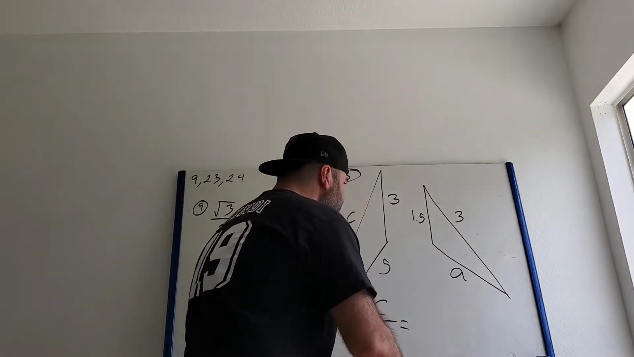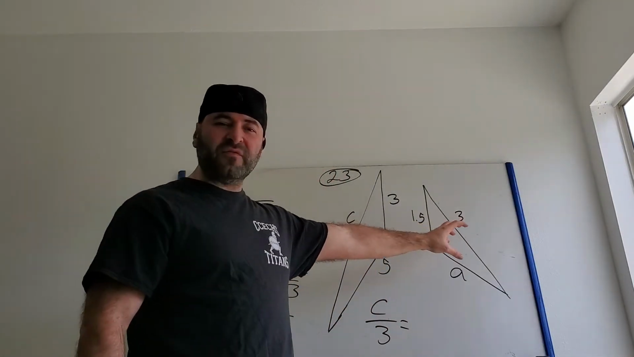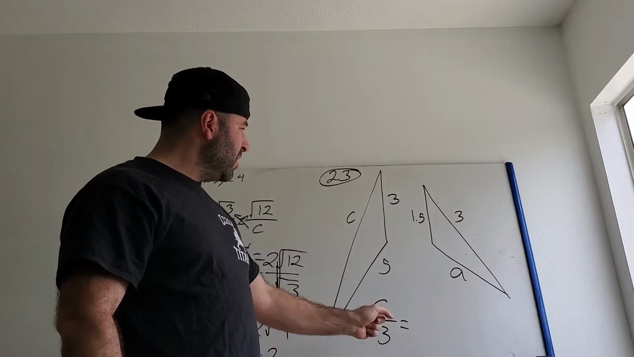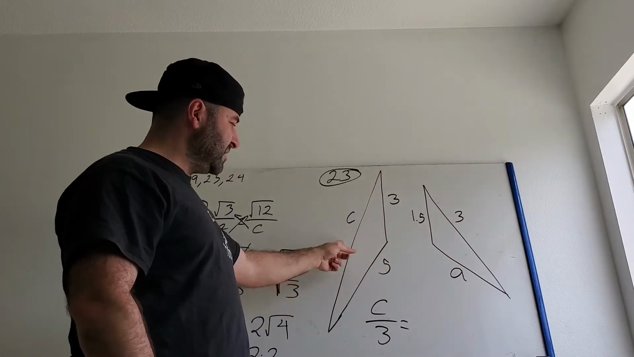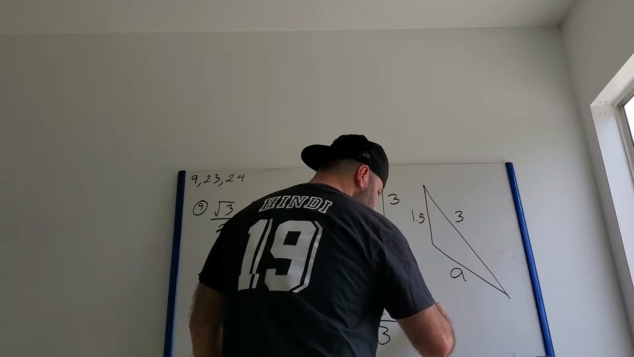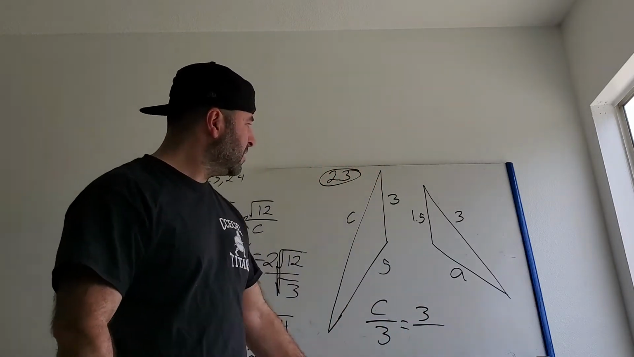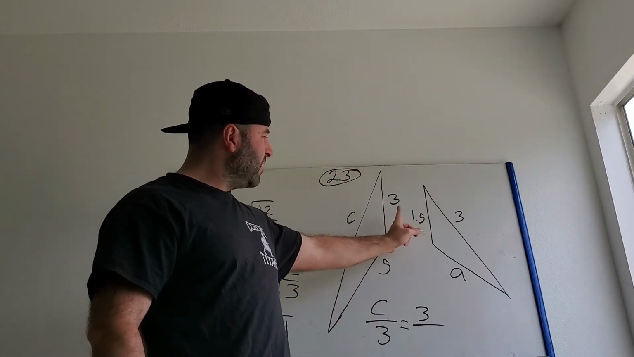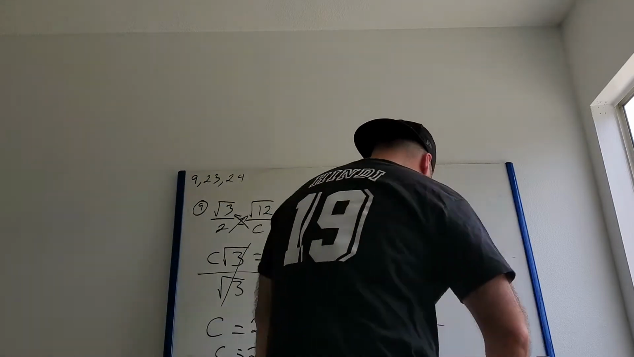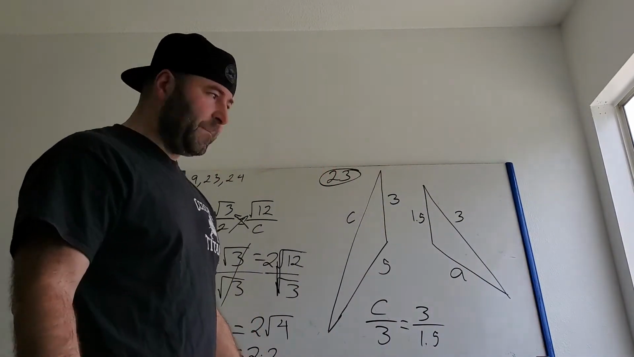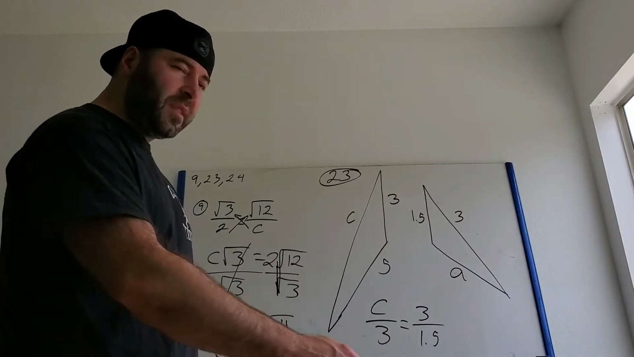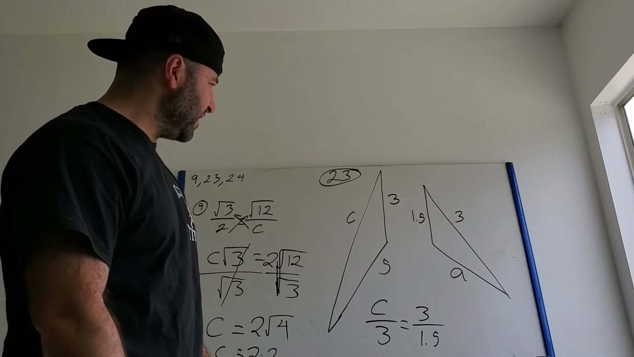And as long as you set it up with the smaller figure in that same order, where the sides are corresponding to one another, 3 corresponds to c, and 1.5 corresponds to the same side over here. So as long as you're doing that, you're good. And then you go through the exact same process over here.